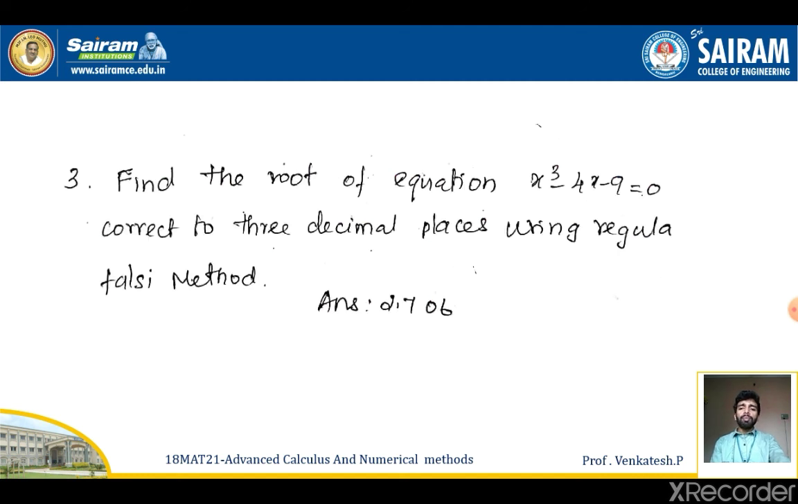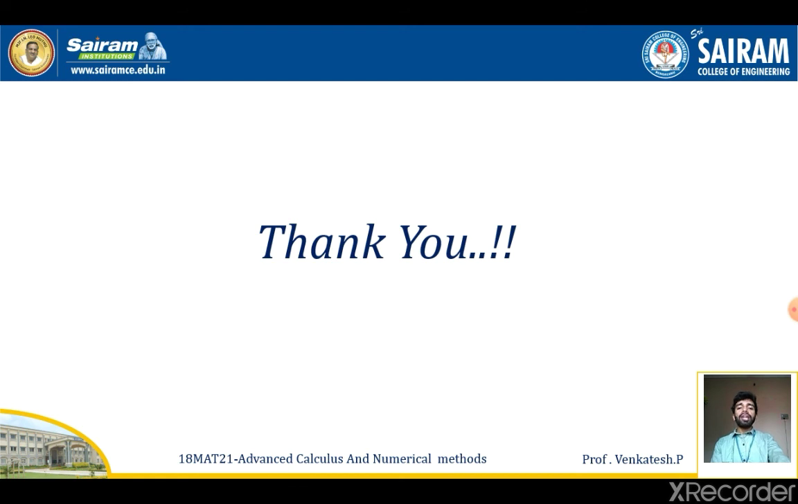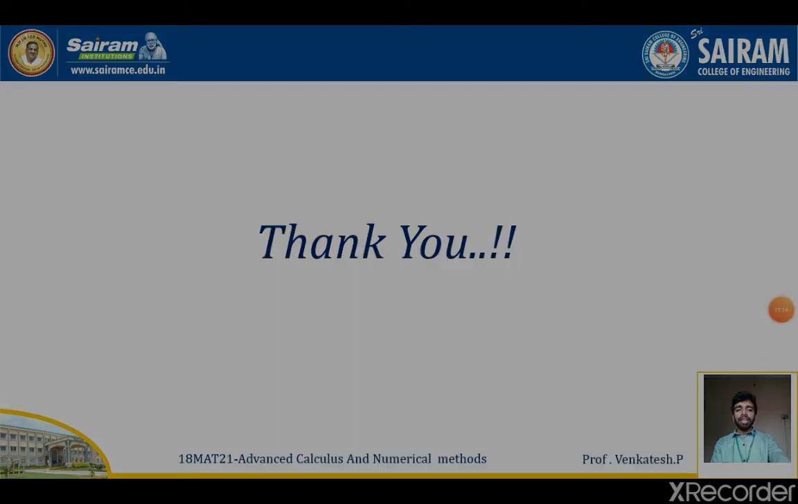I'm giving one more sample also. Find the root of the equation x cube minus 4x minus 9 equal to 0 correct to 3 decimal places using the regula falsi method. The answer will be 2.706. These three problems you can practice at home. In the next lecture, I am going to discuss the Newton-Raphson method. There also I am going to estimate the approximate root of algebraic and transcendental equations. Thank you.